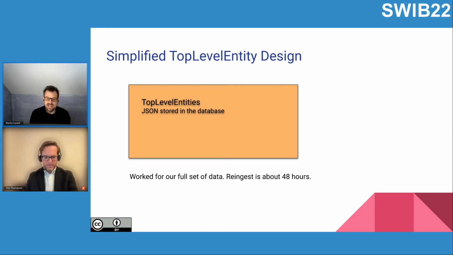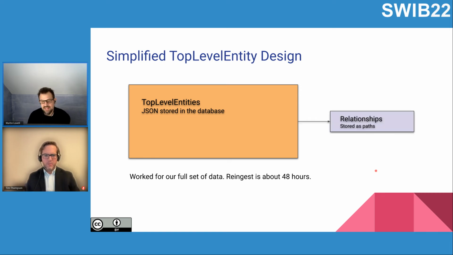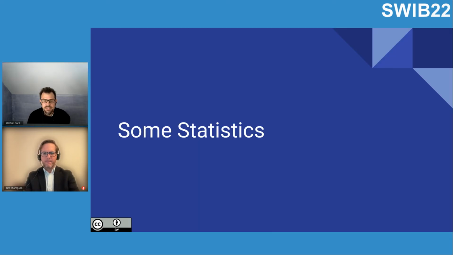At first, we kind of lost a lot because we lost that way to get the incoming relationships. But we added that little table on the side to be able to do that, and it worked well. And now we're able to ingest our full set of data in about 48 hours, which gives us a really fast turnaround time so we can look at it quickly.